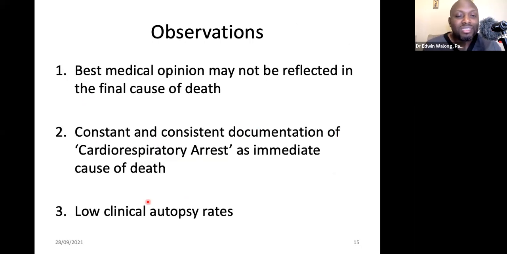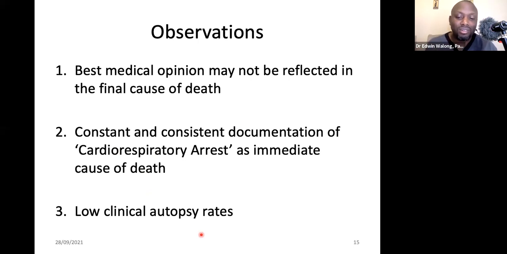So this is my final slide. My observation is that although we need the best medical opinion to properly assign a cause of death, we tend not to have this reflected in the final cause of death in many of our cases. We have a lot of descriptions such as cardiorespiratory arrest, which shows that the best medical opinion is either not being utilized, or if it's being utilized, then it's being utilized inadequately.